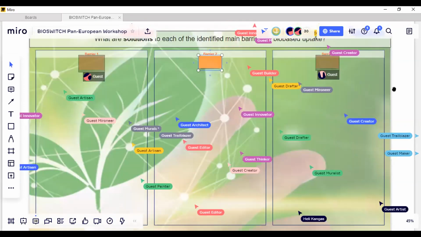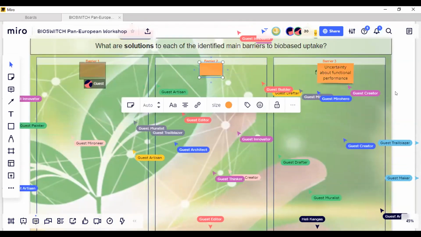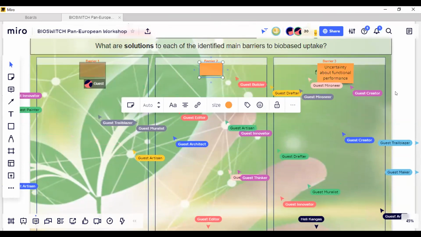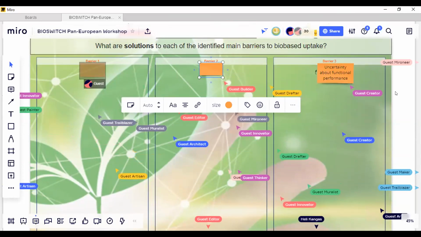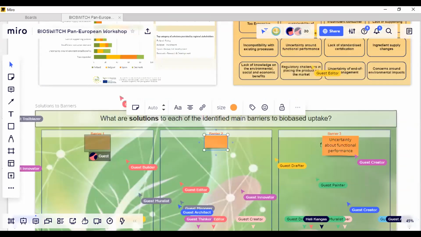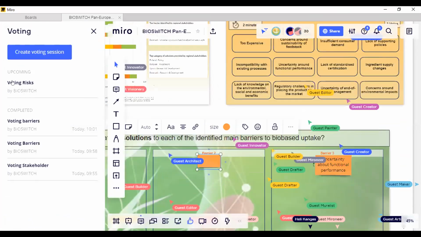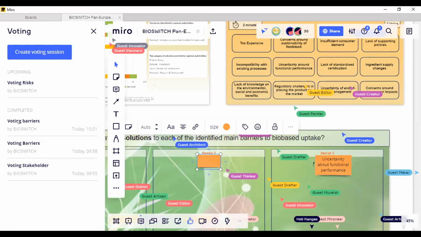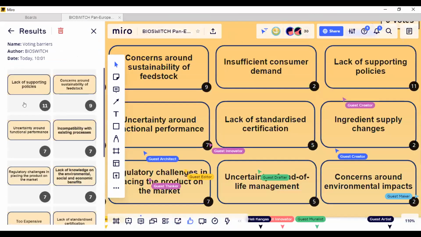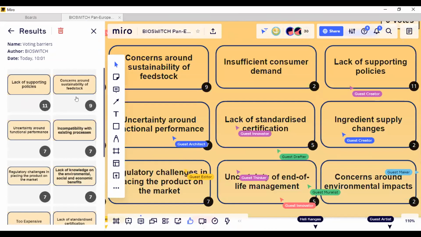So thank you, James. You're putting those in for me. That's great. So under each of the top 3 barriers, Emily, just call those out again. There's ingredient supply uncertainties, uncertainty around functional performance. What was the third one? No, James, the first one is lack of supporting policies. The second was concerns around sustainability of feedstock. Yeah. And number 3 already filled.